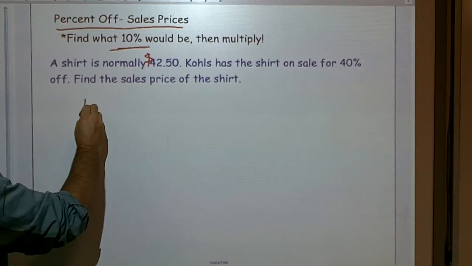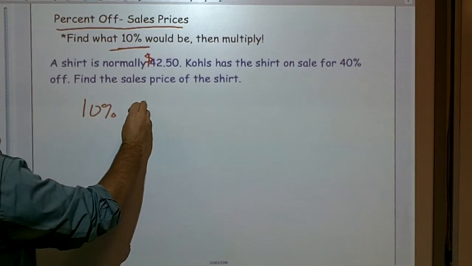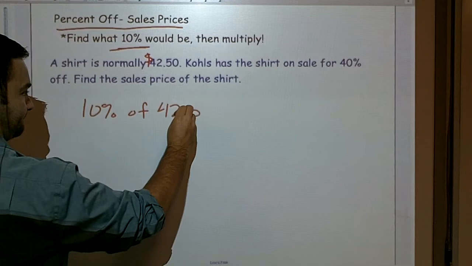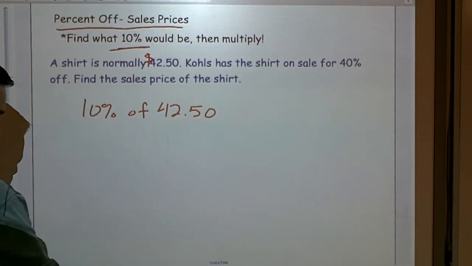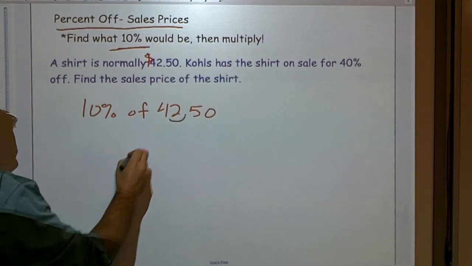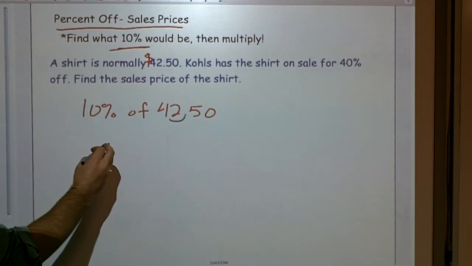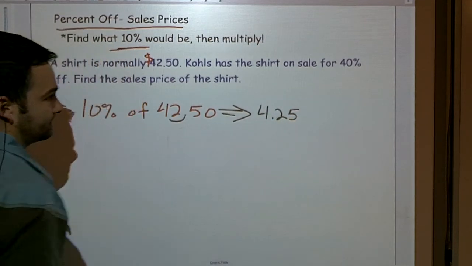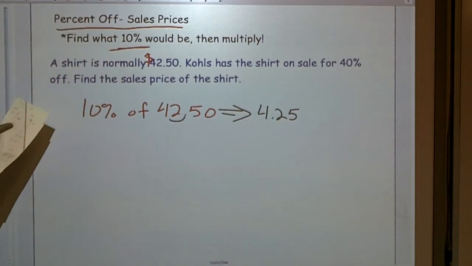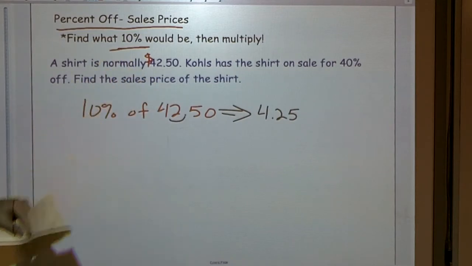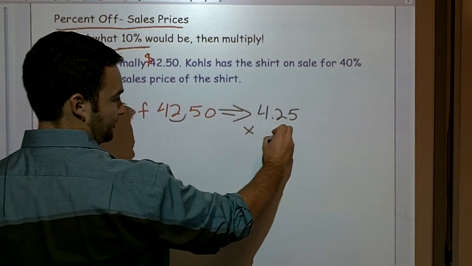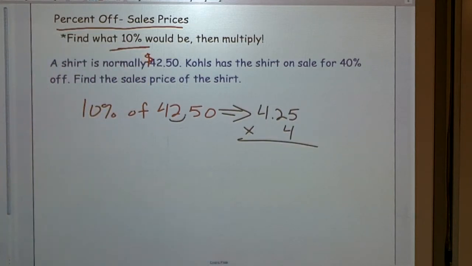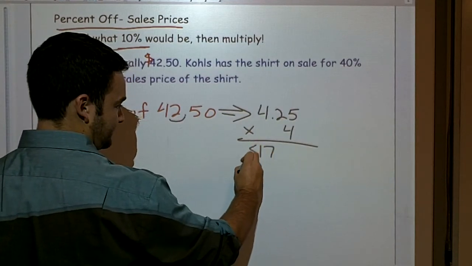And to find what 10% of $42.50 is, all you need to do is move the decimal point over one place to the left. So 10% of $42.50 is just $4.25. Okay, and since we know what 10% is, $4.25, to find what 40% will be, all we need to do is multiply that number by 4, and we should get our total amount off of the price. $4.25 times 4, that should be $17.